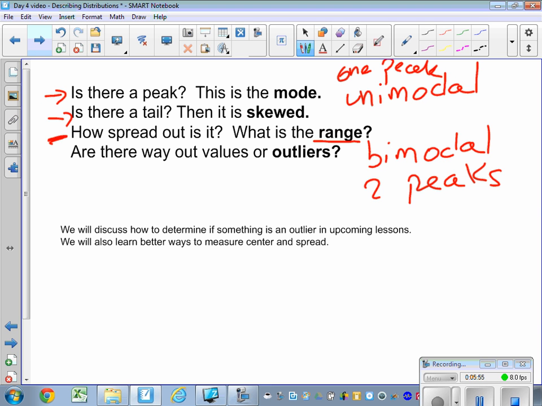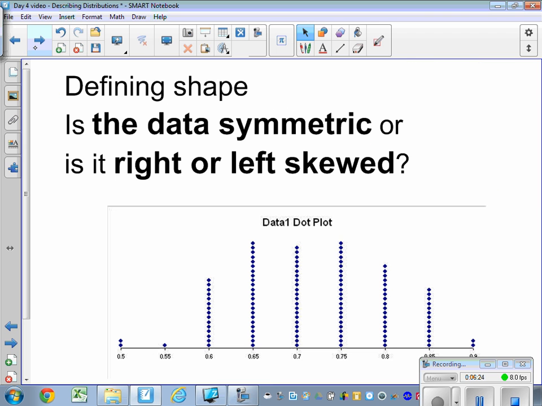And then are there any outliers, anything weird going on with the graph, anything unusual, just something that doesn't look right? We'll look at lots of distributions this year, so you'll be able to look at something and say, huh, something there's hinky. That's something we're going to want to comment on. And like I said, there will actually be a formula for how to find out if something is an outlier coming up. And we'll also learn better ways to measure shape and spread. But for now, I just want to comment on it.